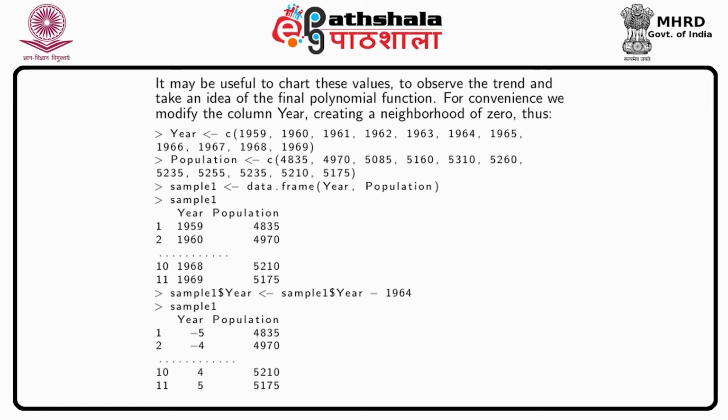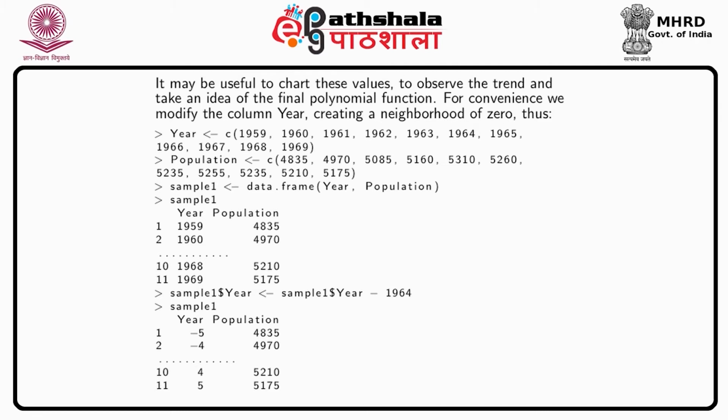Then once we have the dataset put into a data frame, as we have mentioned before, for convenience we want to modify the column called year. So we take the middlemost year, and from that we subtract all the other years. So 1959, which is the first year, from this we subtract 1964. From 1960, we subtract 1964, and so on and so forth.